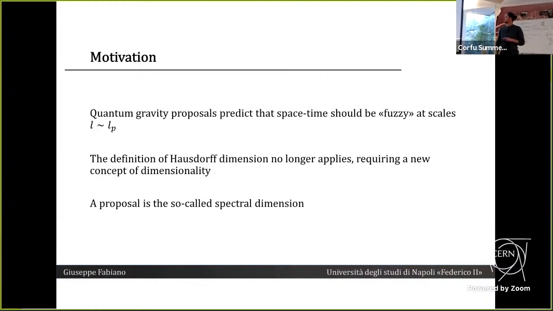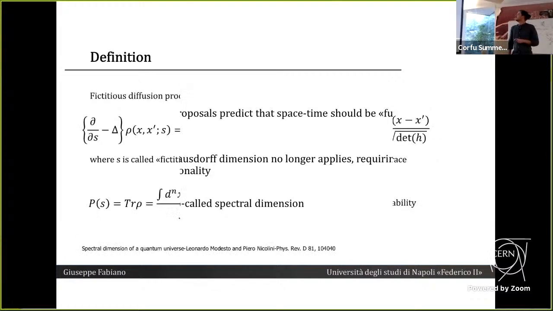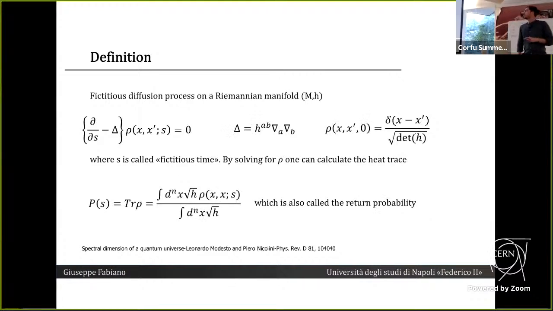One of the proposals for this concept is the so-called spectral dimension. So the starting point here is to consider a Riemannian manifold M equipped with the metric H and consider a fictitious diffusion process on this manifold. The reason why we are considering a fictitious diffusion process is because many physical properties of diffusion heavily depend on the dimension of the manifold we are considering. So this should be a good indicator of effective dimensionality.